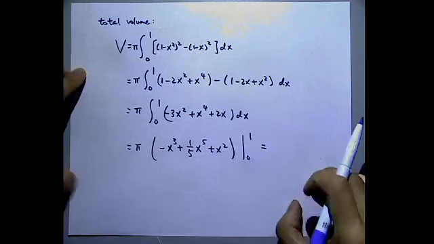So what do we get? Pi over 5, is that right?